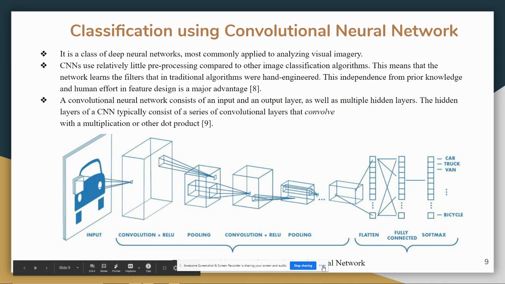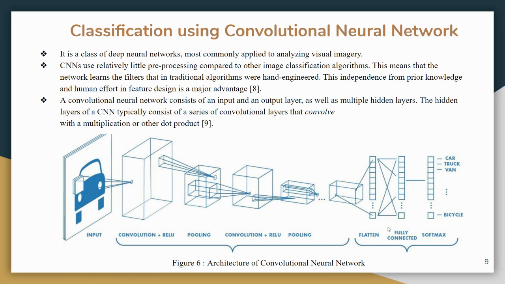Then we introduce the concept of classification using convolutional neural network. A convolutional neural network is a class of deep neural network which is commonly used for analyzing visual images. Convolutional neural networks use very little pre-processing as compared to other image classification algorithms. This means that the network can learn the filters by itself, whereas traditional algorithms need to be pre-engineered by expertise. This independence from human effort is a major advantage in the field of artificial intelligence.